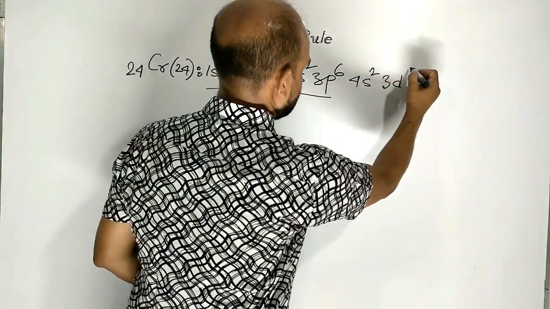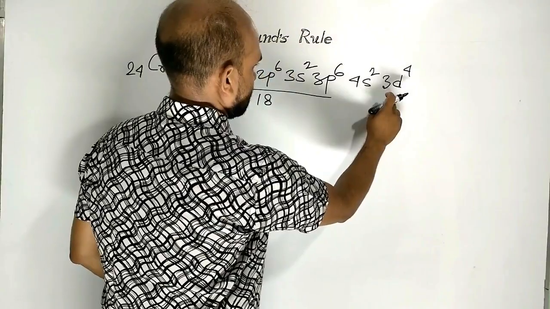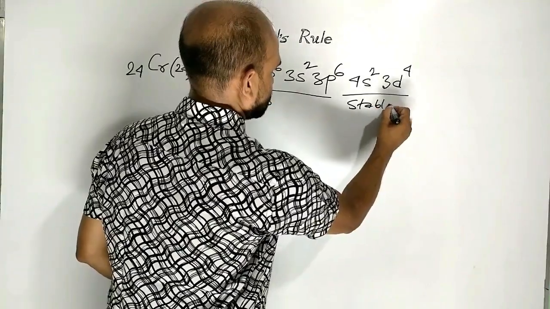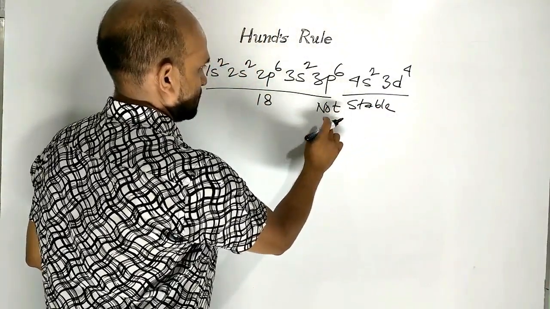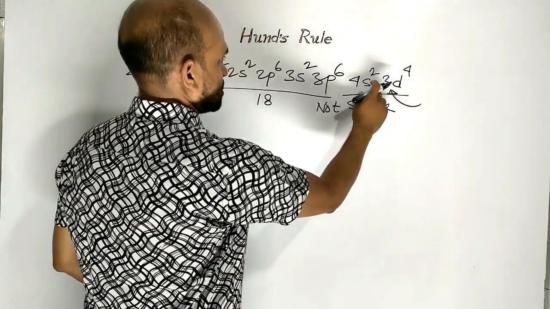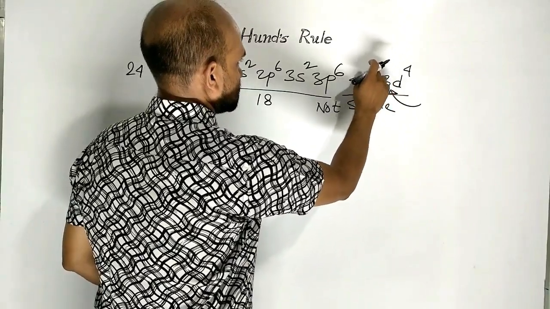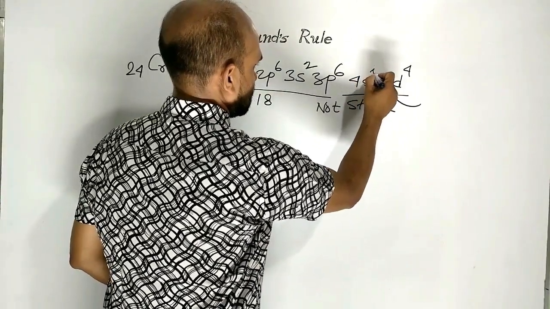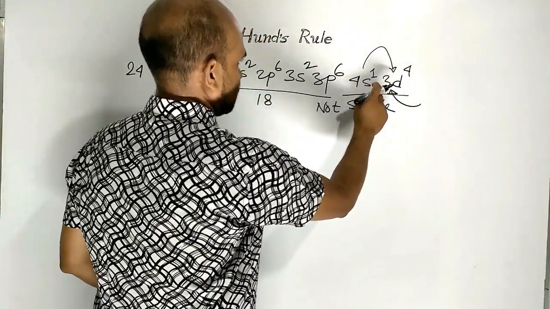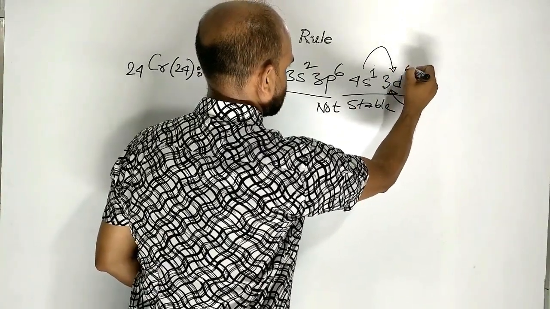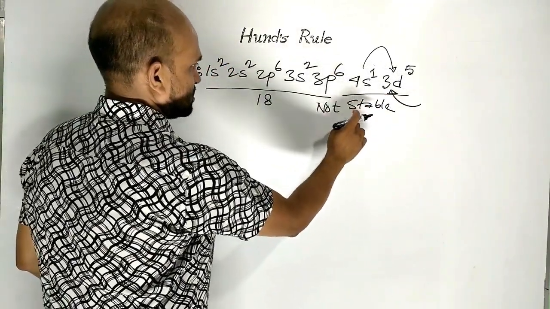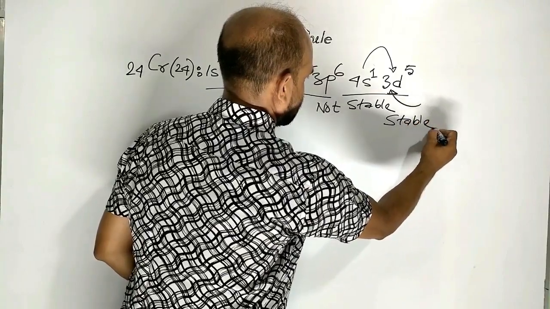Last 4 electrons will enter these 3d orbitals, but this electronic configuration is not stable electronic configuration. Not stable because this orbital is not half filled, not full filled. So to be stable, one electron of 4s orbital will shift to the 3d orbital to be 5 electrons. Now, this is a half filled orbital, which is stable electronic configuration.